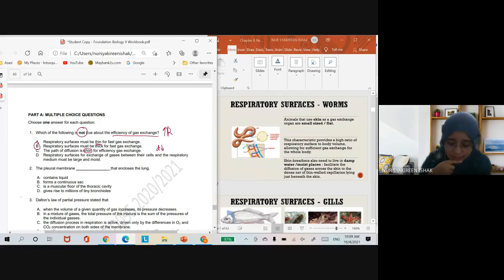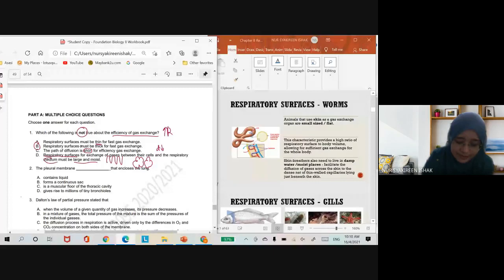D, respiratory surface for exchange of gases between the cell and the respiratory medium must be large and moist. So large and moist is the feature of all respiratory surfaces, be it cell membrane, the skin, or the alveolus. For gills, obviously they are moist, because the fish or aquatic organism is in the water. It is large because most respiratory surfaces are highly folded. You have the lamella of gills, and the alveoli, shaped like this, so you have many alveoli like that. So the respiratory surface has to be large.